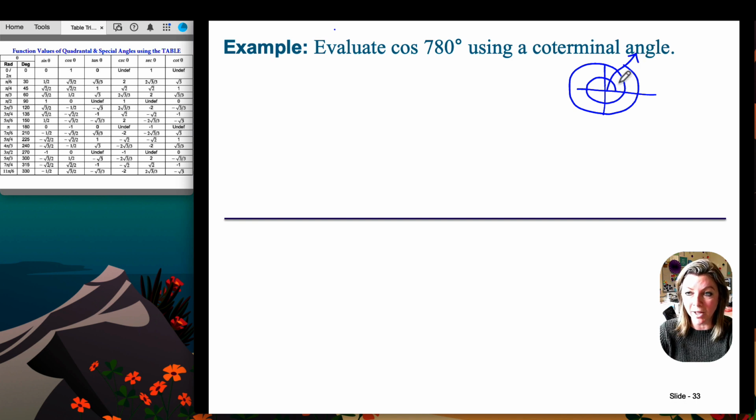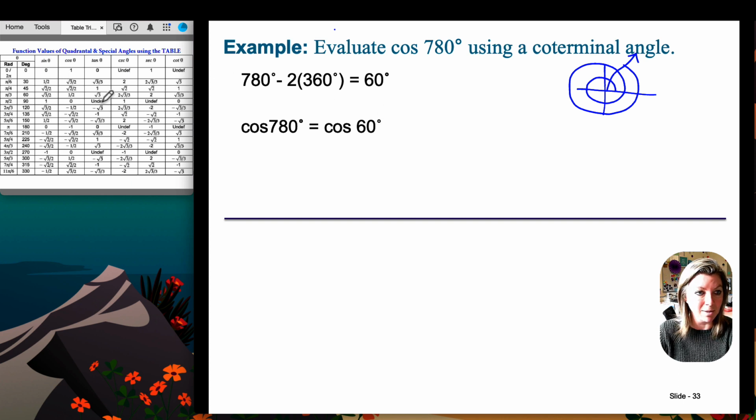To find its coterminal angle, we need to subtract out these full rotations of 360 degrees. So we take our 780 degrees less 2 full rotations of 360, giving us our coterminal angle measurement of 60 degrees. Okay, so if we have cosine of 780 degrees being equivalent to the value of cosine of 60 degrees, and we can find the value of cosine of 60 degrees using our table here, which is 1/2, then that value is also the value of cosine at 780 degrees.